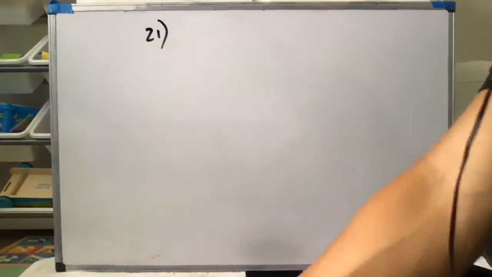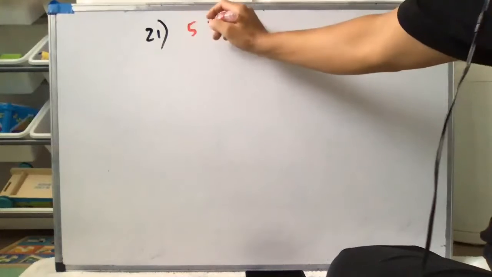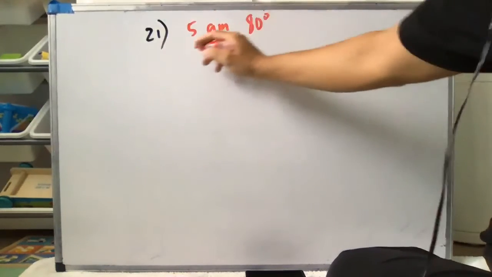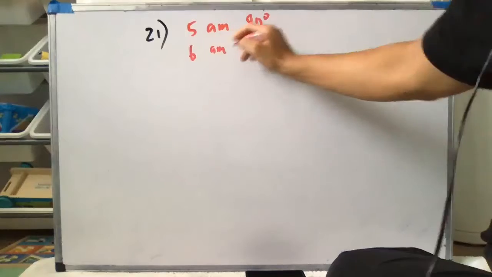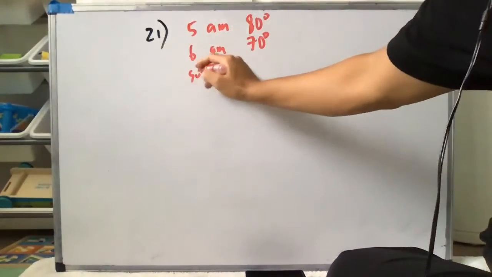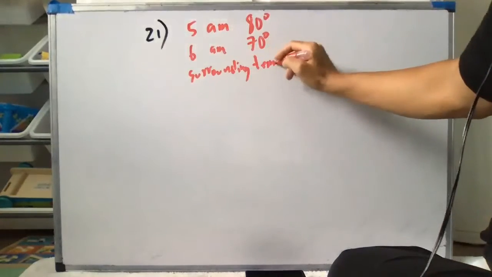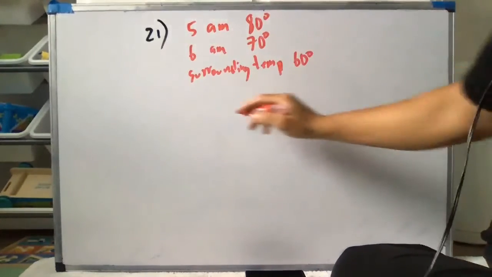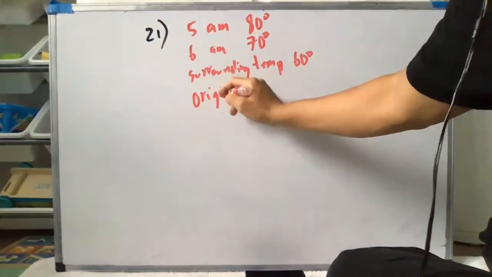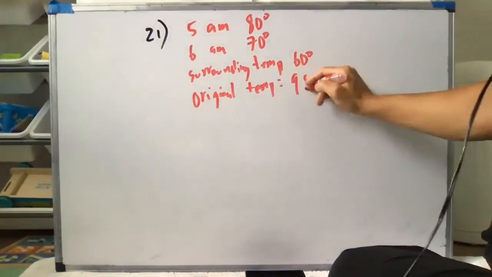I'm just gonna recall the facts. So the facts are at 5 a.m. the body was 80 degrees. At 6 a.m. the body was 70 degrees. The surrounding temperature is 60 degrees, and his original body temperature was 98 degrees.